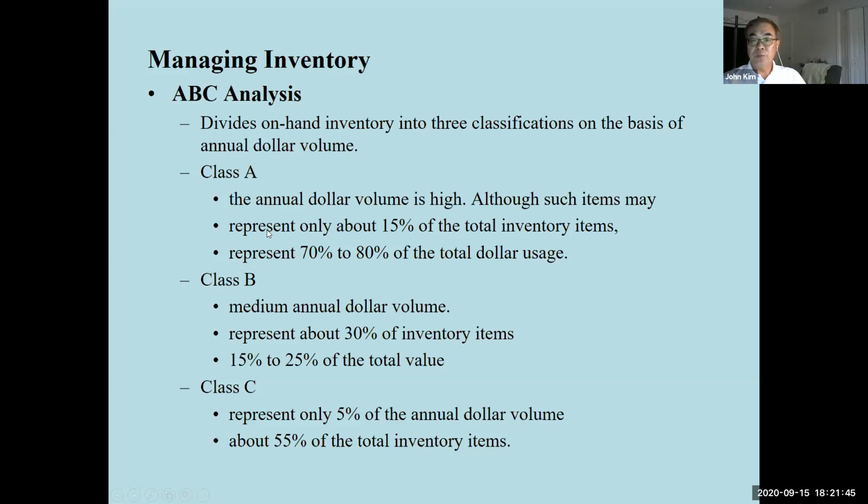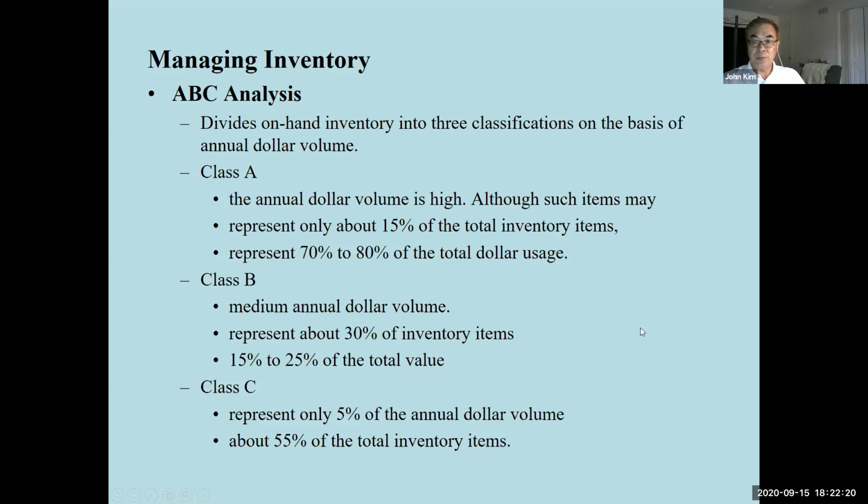And then also the volume. For A, the dollar value is high, but the amount is not many, because each value is high. So the number of inventory items is not many. So class A is 15%, class B 30%, and class C 55% or more.